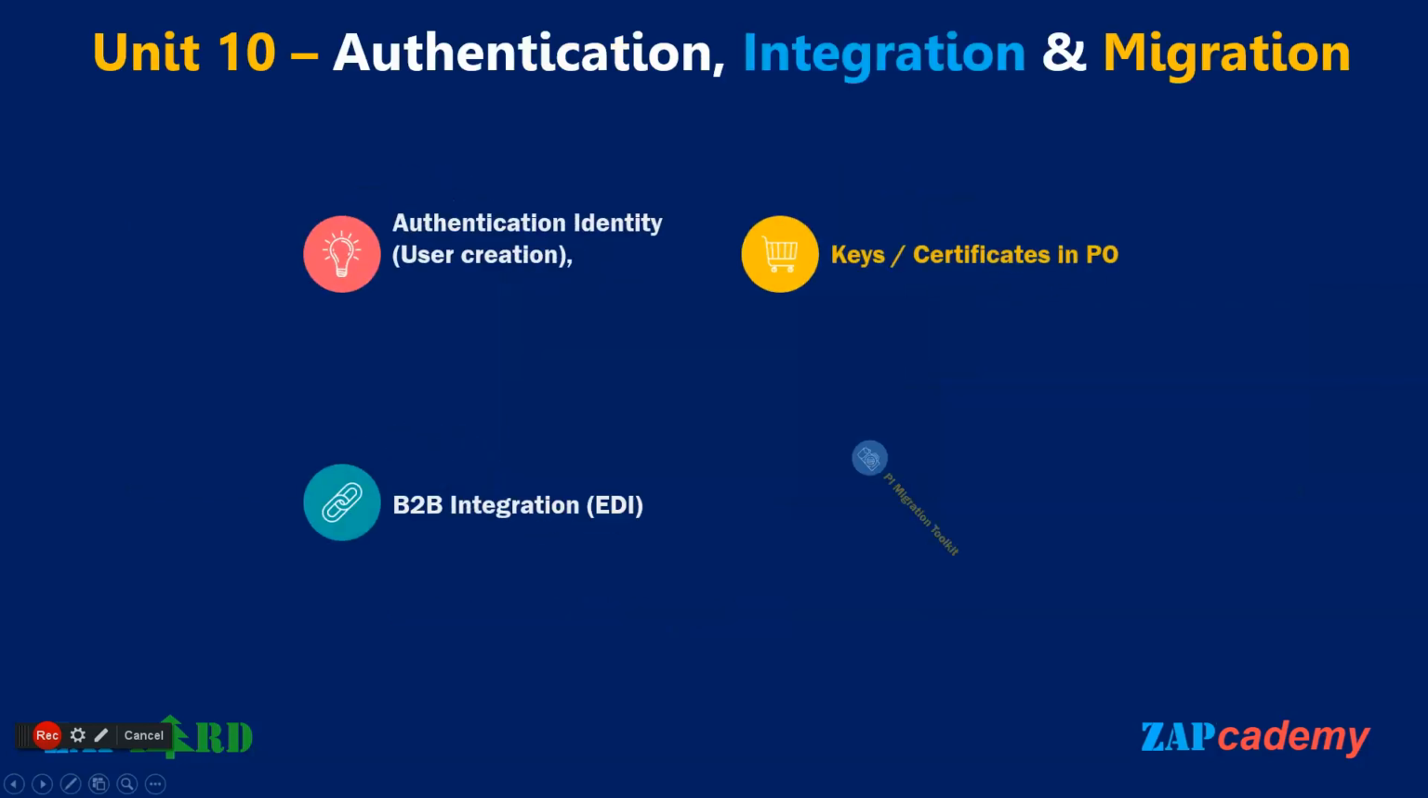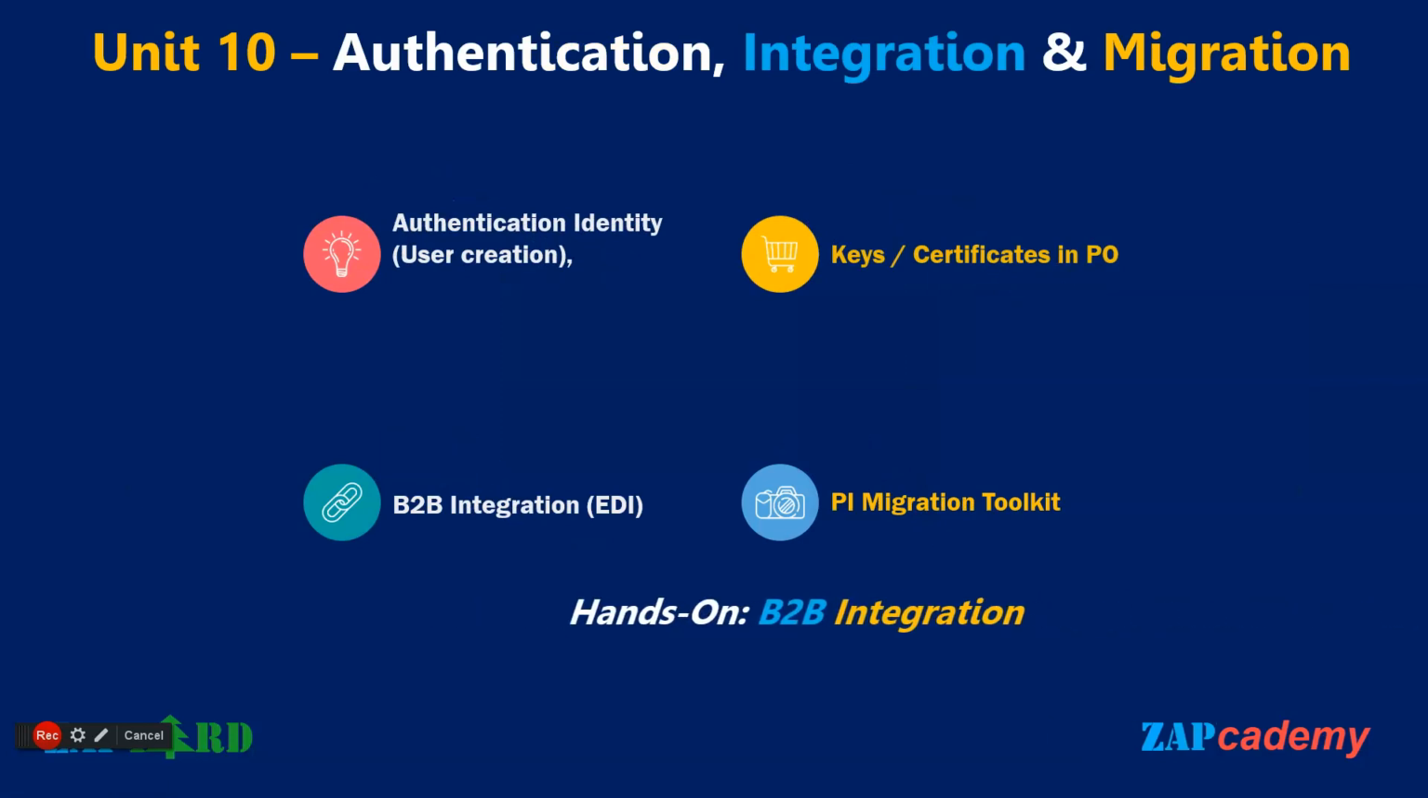Security is one of the major concerns of all enterprise solutions. In this unit, we will cover user creation and authentication of identity. The trainer will talk about keys and certificates in SAP PO. He will go into details about the B2B integration and also explain the EDI process. In addition, he will talk about the PI migration toolkit. Lots to be covered in the final units. We will also do a hands-on exercise in the B2B integration topic.